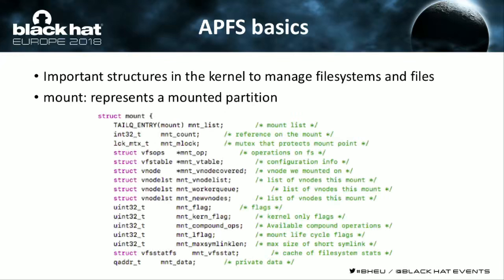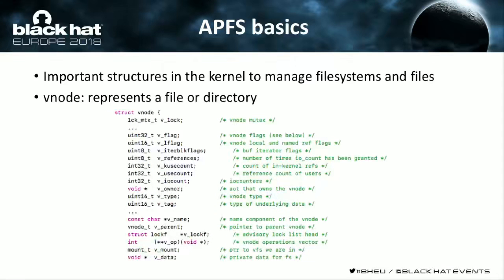There are several important data structures in iOS file system and APFS in order to manage these file systems and files. The most important one is mount, as we can see here. A mount structure represents a mounted partition in the system. And in this structure, the field mount flag represents how the partition is mounted. And the field mount data points to some private data structures that are organized by specific file systems.